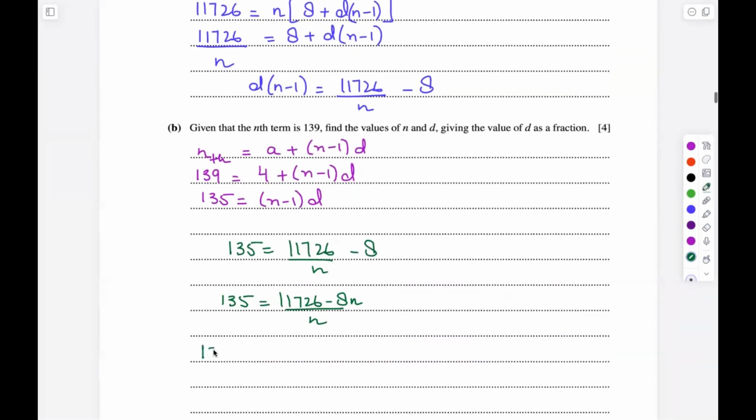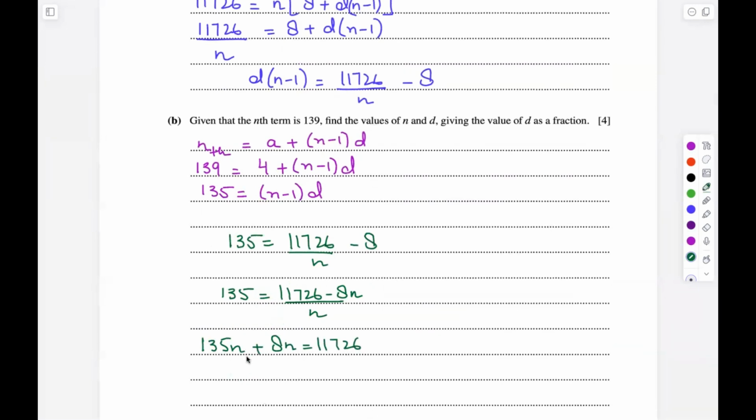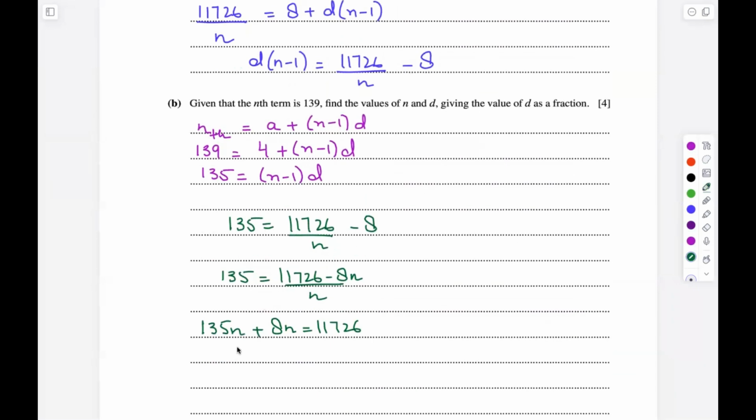Cross multiplying, we'll get 135n. Taking 8n on the left hand side now, this will become plus 8n is equal to 11726. So 135 plus 8 is 143n is equal to 11726. Now 11726 divided by 143, so the value of n will be equal to 82.